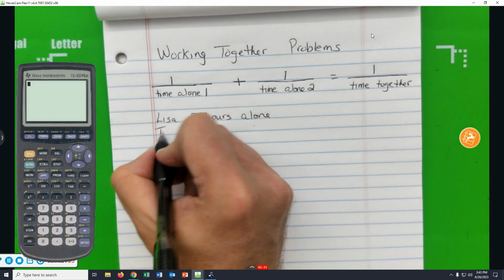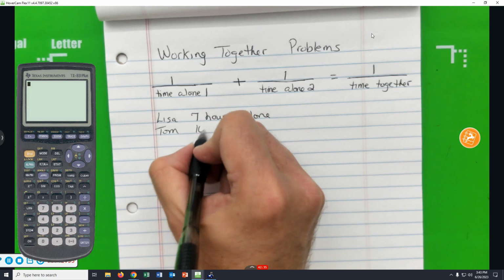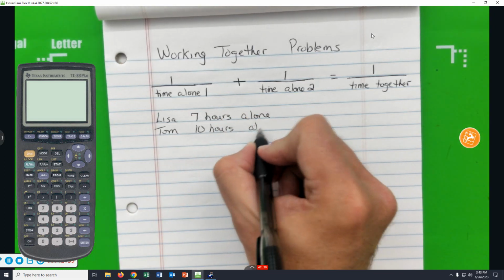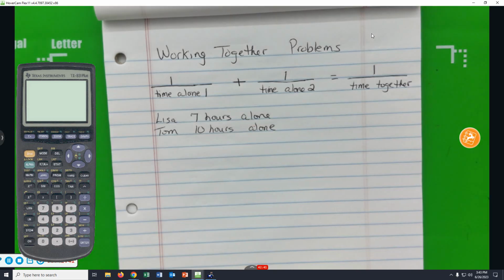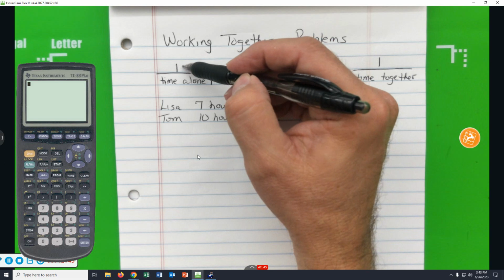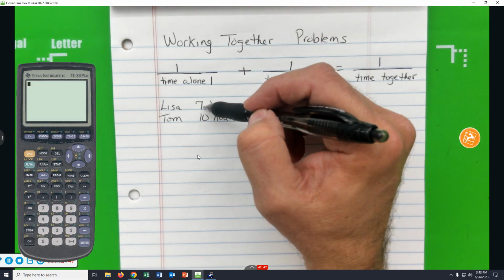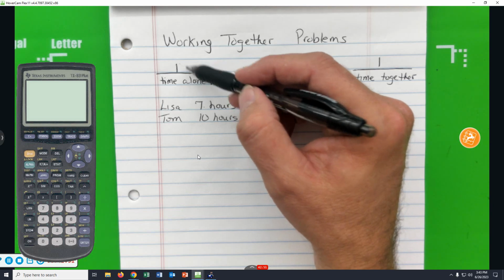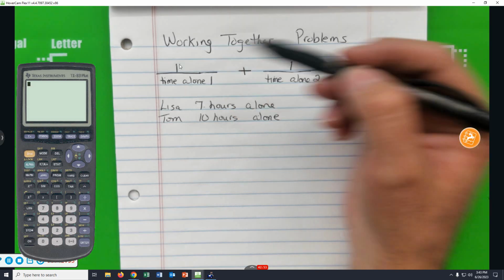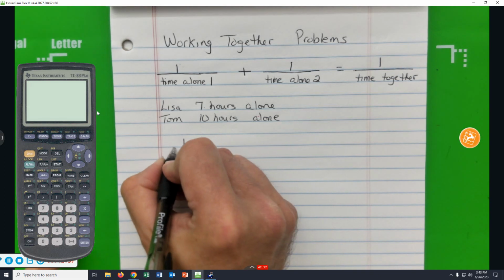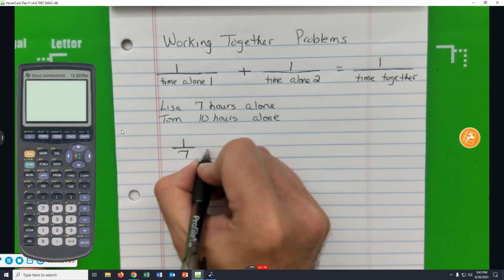And Tom is slower. He's new, so he's not familiar with the system yet. So Tom takes 10 hours working alone. You see, if it takes Lisa 7 hours, then she can do 1/7 of the job in an hour's time. So 1 over time alone 1. Lisa can do 1/7 of the job in an hour. And that's what we're going to calculate.